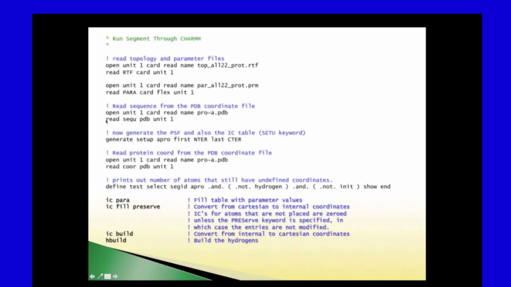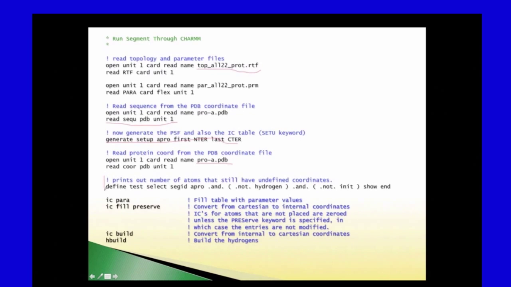So you have some PDB file, and what you have to do is read the sequence. What this command does is it looks in your PDB file and says, okay, I have 10 alanines. And it knows from the RTF file up here how to make 10 alanines, what they should look like. Then you generate your 10 alanines, and once you generate these, now you can read in the actual coordinates of them.